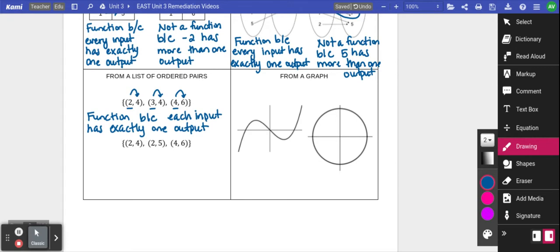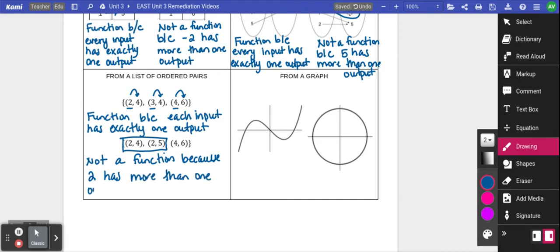Now, if you look at the second example here, we can see that the number 2 is trying to go to two different outputs. It's trying to go to 4 and 5, which is not allowed. So I would say that this is not a function because 2 has more than one output.